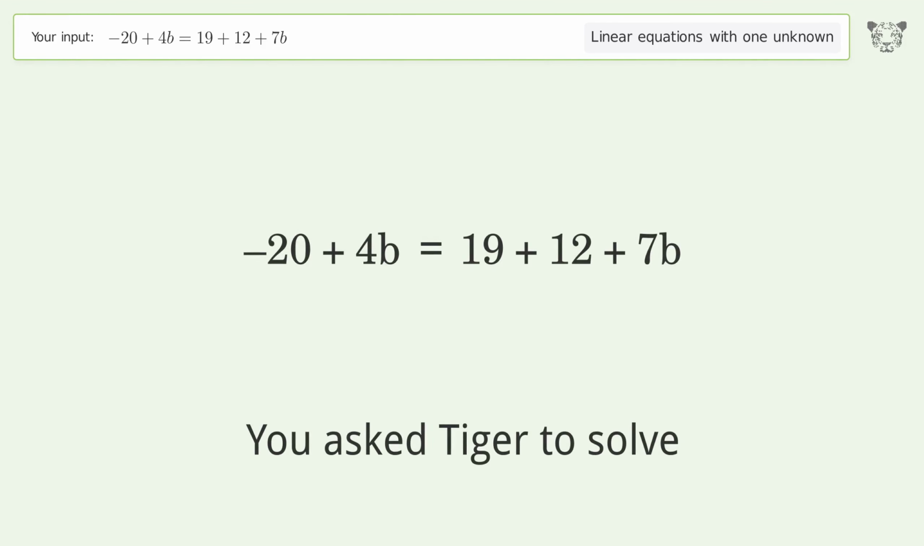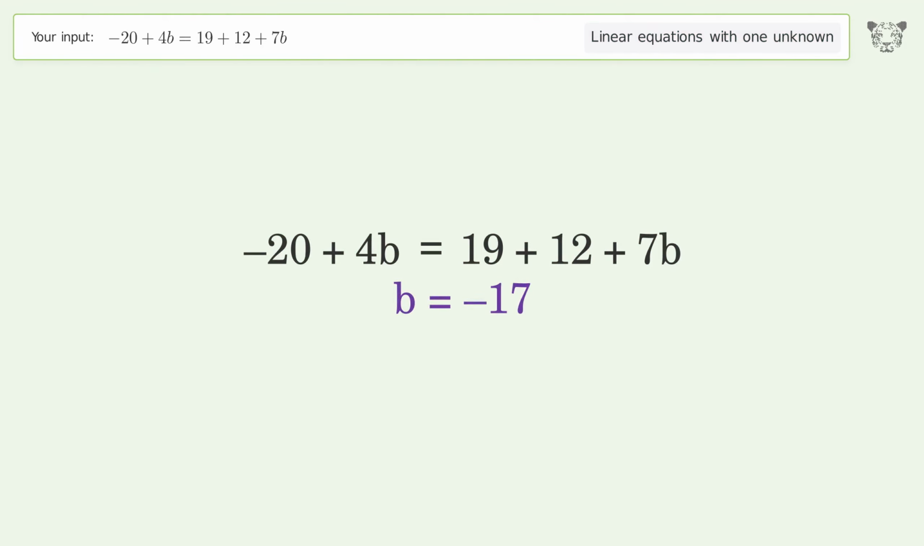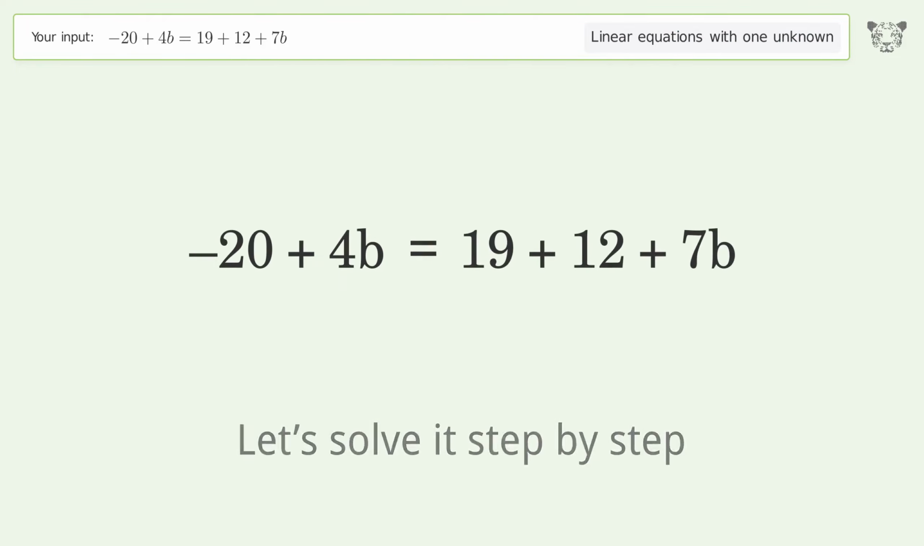You ask Tiger to solve. This deals with linear equations with one unknown. The final result is b equals -17. Let's solve it step by step.